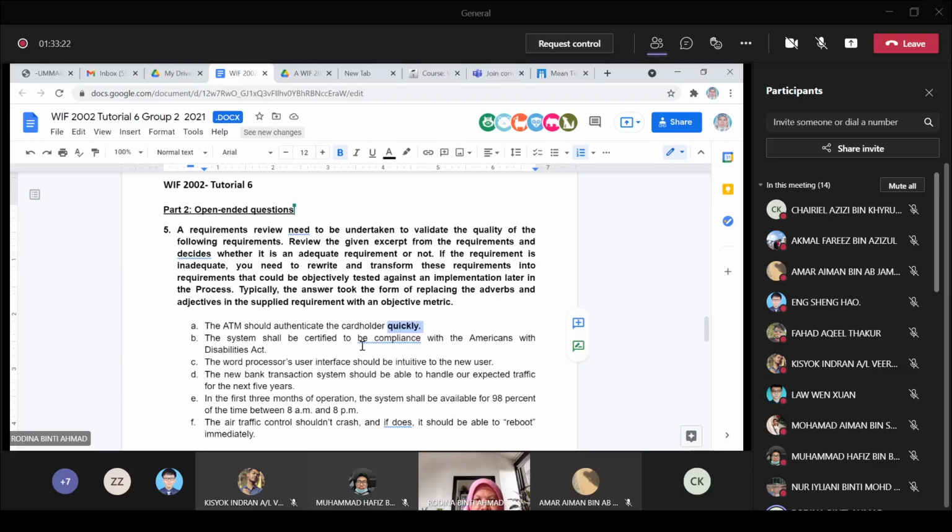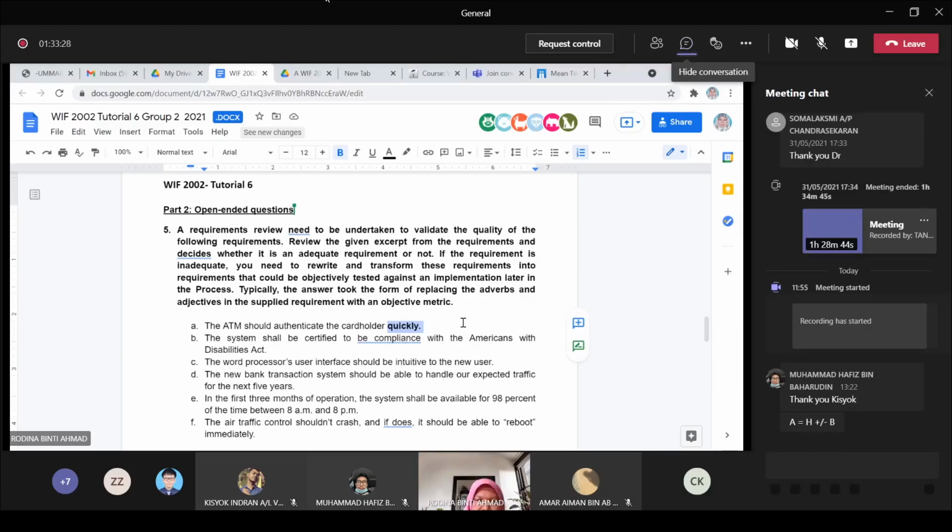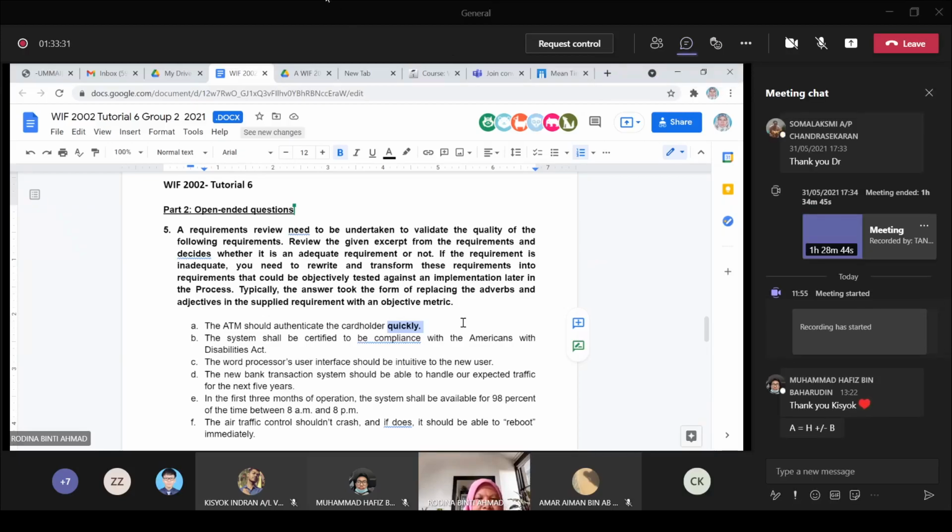Someone want to type, so you can mention that. You can type directly here. The ATM should authenticate the card holder in 60 seconds, or 20 seconds, based on the capability of that system.